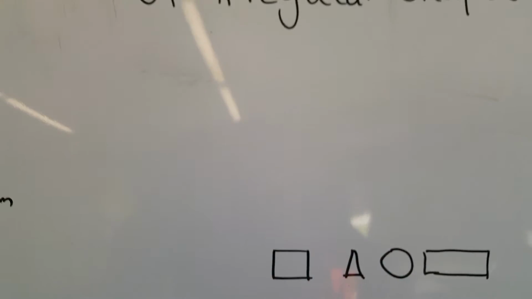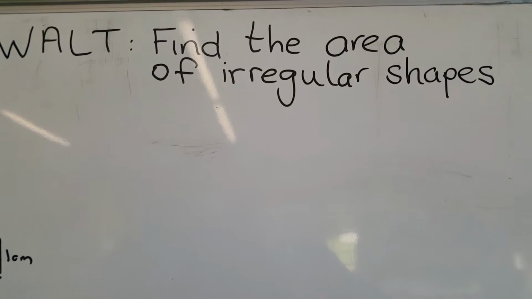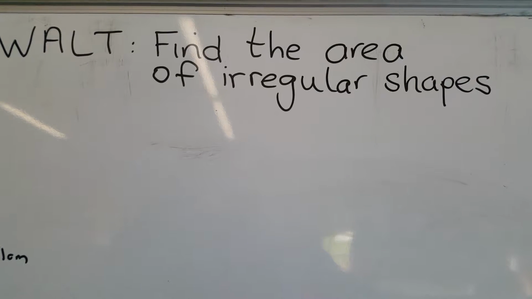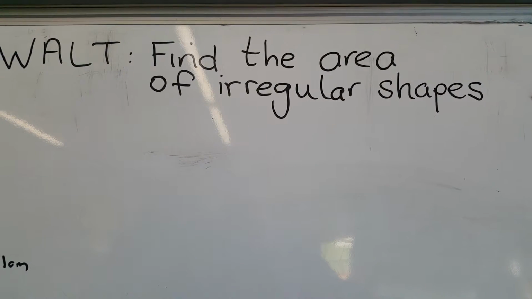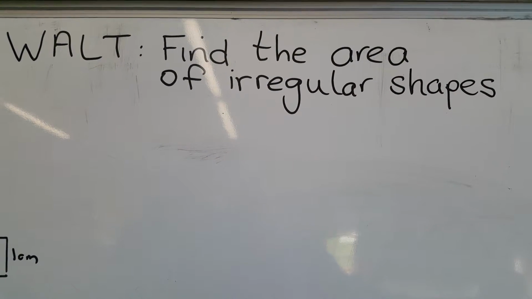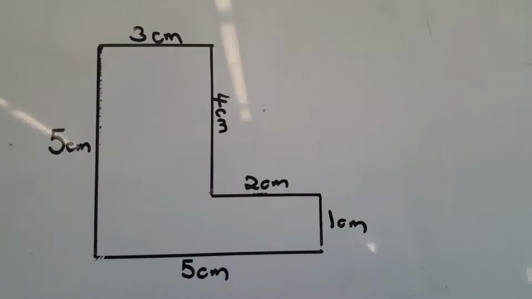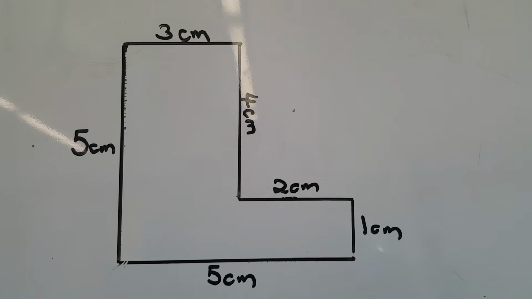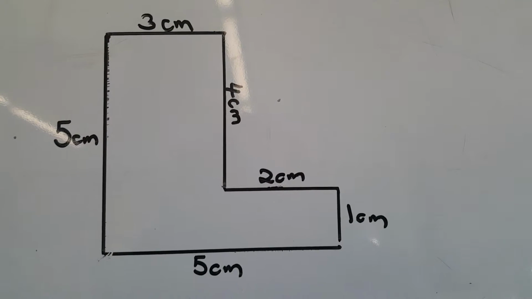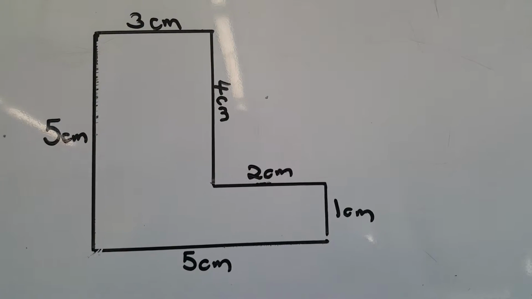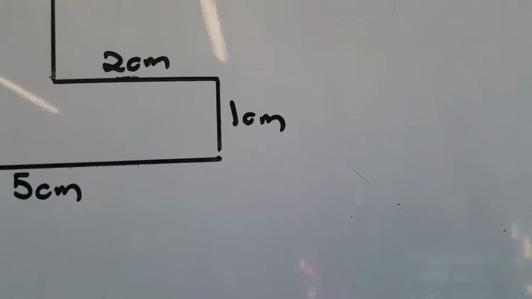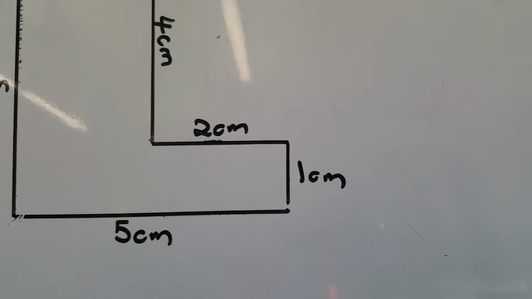So just to remind you, when you work out area, we use multiplication. We simply times the length by the width. So area is multiplying. So on this one here, we can see that I've got this irregular shape and it's 5 centimetres high and 3 centimetres wide, the main bit. And then there's this other wee tricky bit that is 2 centimetres by 1 centimetre.